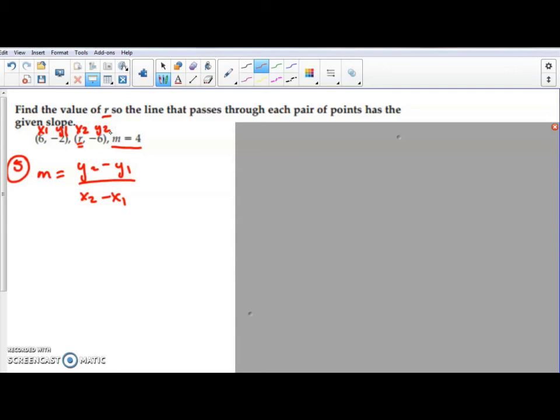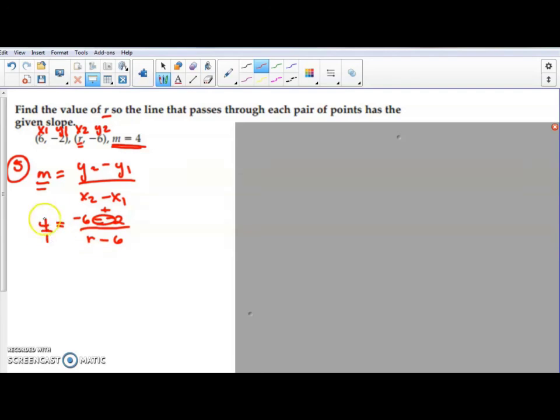What makes this one different than the first examples we saw is this time I know what our slope is. M is 4, so I'm going to have to replace m here with 4. Equals y2 is negative 6 minus y1 is negative 2. So once again we have minus a negative, it's just going to make it plus a positive, over x2 is r minus x1, so x1 is 6. Now because this side over here is a fraction, I'm going to write my left side like a fraction as well. So it'll be 4 over 1.